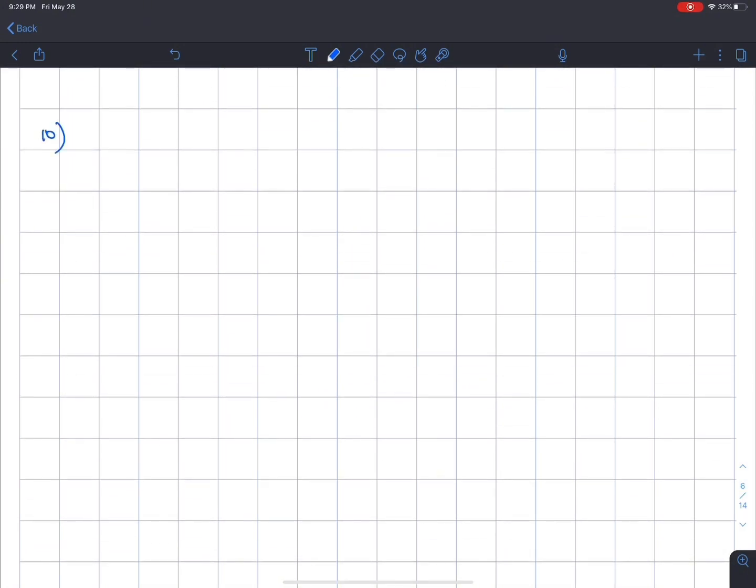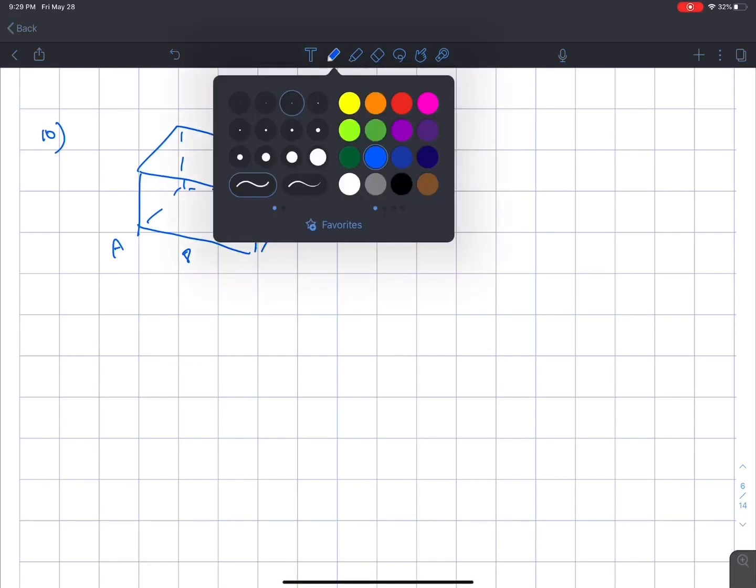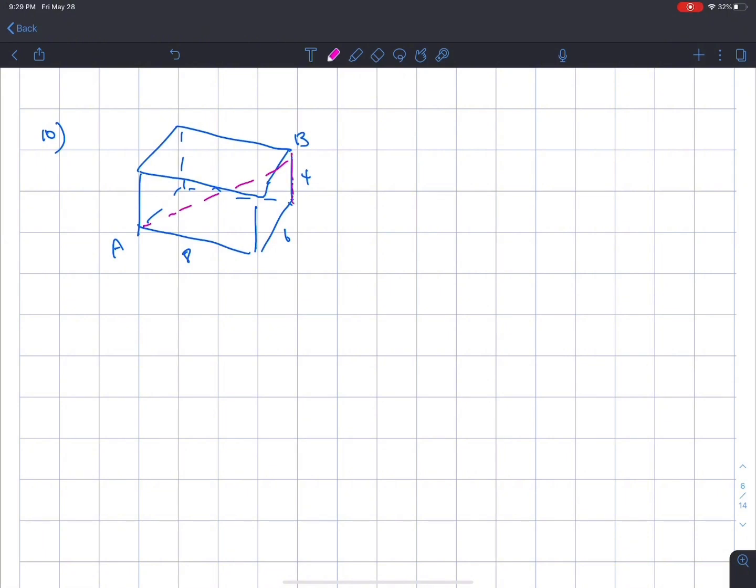Moving on to question 10. This one is very similar to question 9. We need to first take this standing triangle out, the pink one. This is 4. This is from A to B. We'll label this as X, we'll label that as Y. And then we need to take the bottom triangle, the one that is flat on the base here. So that's 8, that's 6, this is Y.